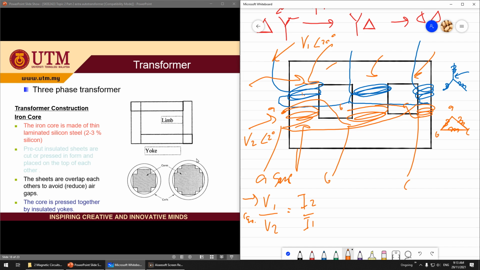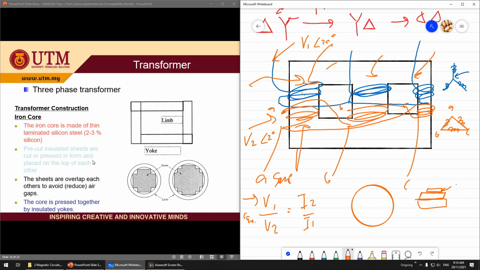Okay. I think this one I already explained before in the transformer theory, at the beginning of the class. Almost the same. You can see here the three-phase transformer construction of the iron core. Of course, it is made with thin laminate, silicon steel. So basically, instead of using one big core, you use slabs of core, something like this, and in between you have insulation. Why do you do this? To avoid eddy current.